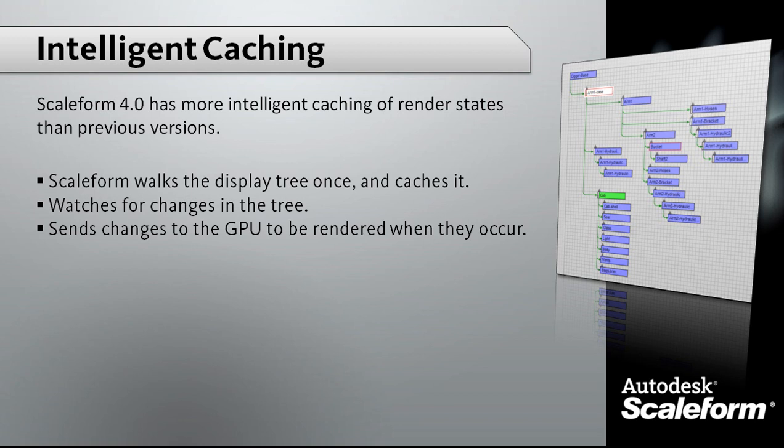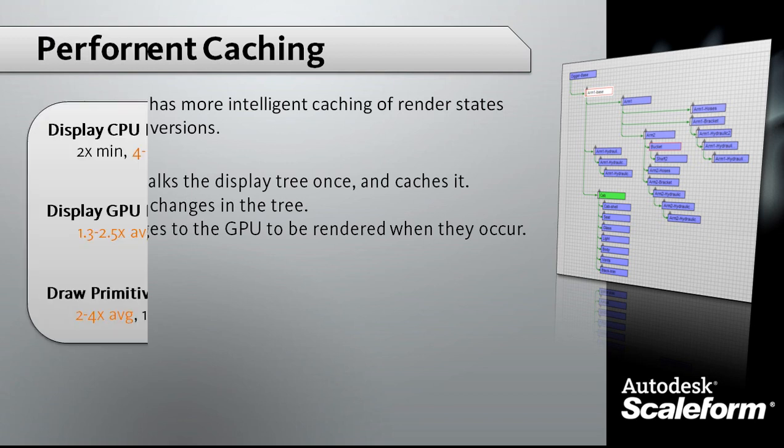Now, from this point forward, instead of doing that every tick, it watches for changes in the tree. And if a change occurs, it then sends that change, and only that change, instead of the whole frame, over to the GPU, rather than sending it every single tick. So this gives you up to a 20% performance improvement as well.